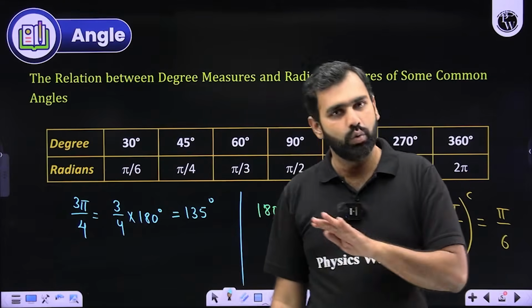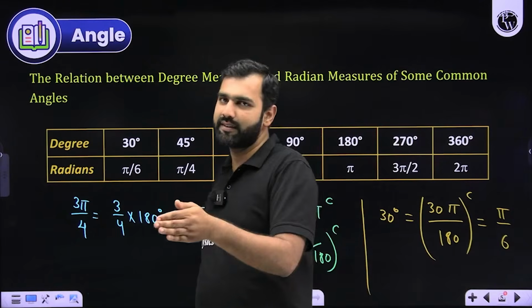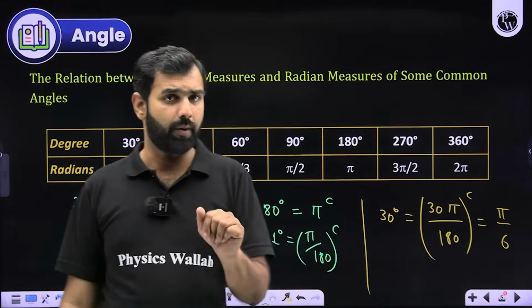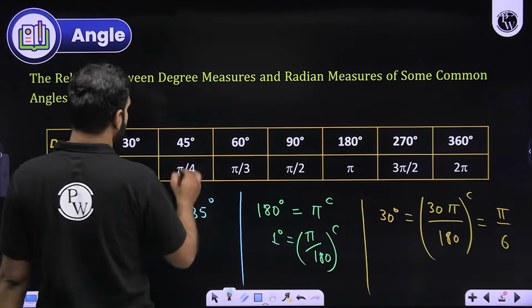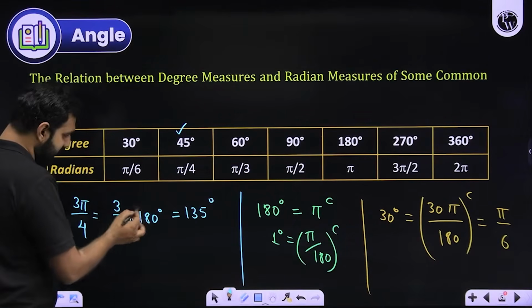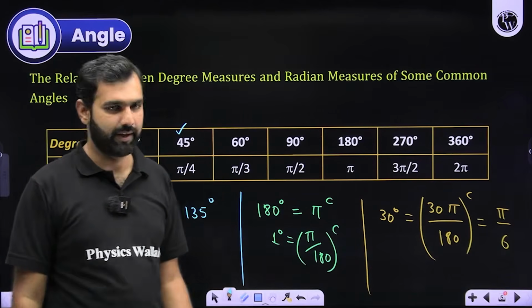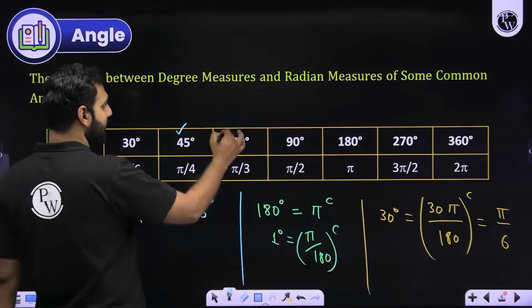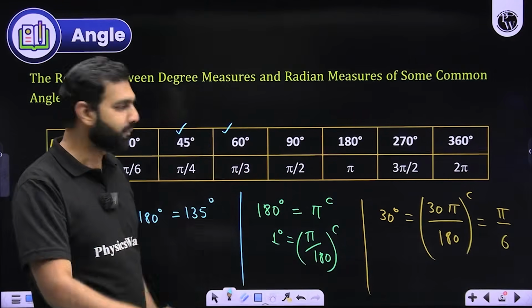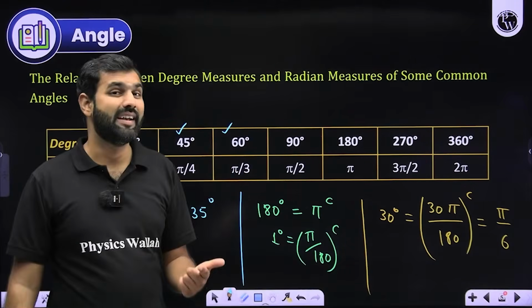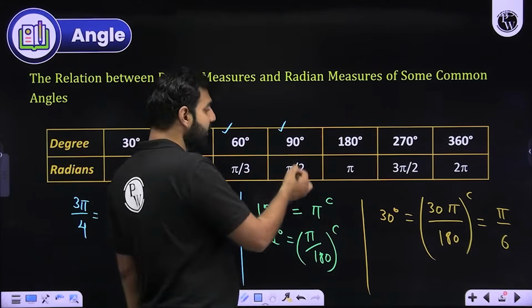Remember that you will be able to convert any degree into radians, any radians into degrees. Now, what we were discussing was what will be 45 degree. As we have just discussed, 45 degree will be pi by 4, 1/4 of 180 degree. If I were to ask you 60 degree, that will be 1/3 of 180 degree, which should be pi by 3. What is 90 degree? Half of 180 degree, which is pi by 2.